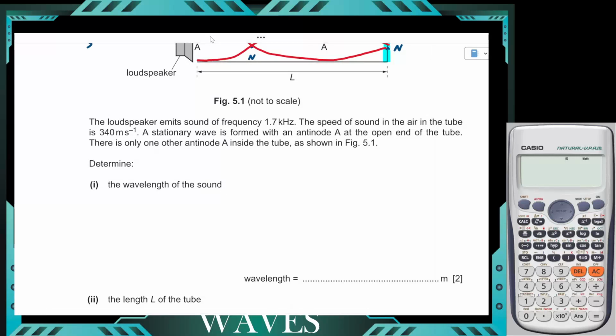Okay, so this one is very easy. It has nothing to do with the length of the tube. We are provided with the frequency, we are provided with the speed of the wave. We can easily find the wavelength. V equals f lambda. Doesn't get easier than that. Lambda equals speed divided by frequency.